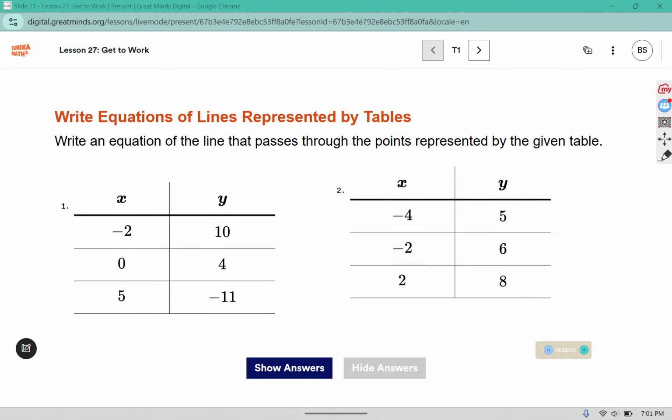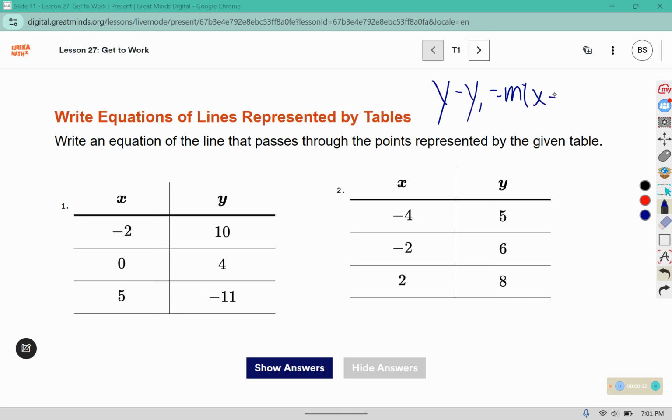Write an equation of the line that passes through the points represented by the given table. You can use point-slope form. We need to find the slope. The way that we do that is y2 minus y1, and then x2 minus x1.